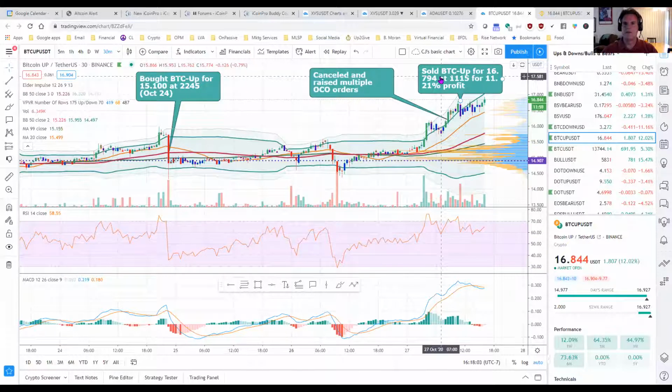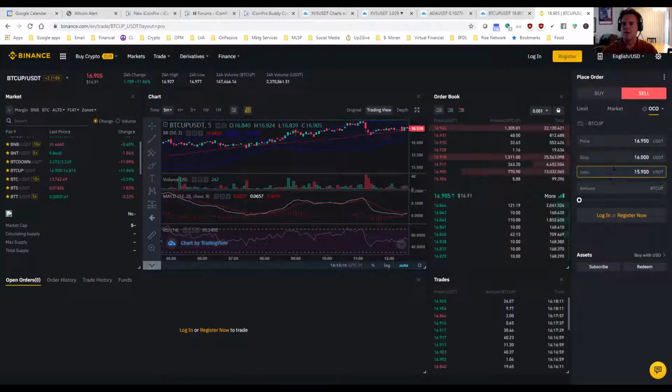So I'm pleased with this result. I used the OCO function to preserve profit while I had a personal matter to attend to, and then when the coin got at or close to where I wanted it to go, I got out with a good profit. So that's how I use the OCO function to preserve profit.